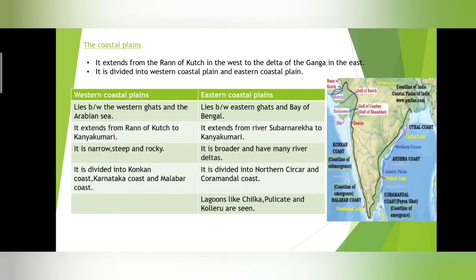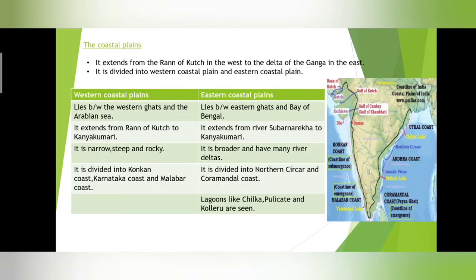First, let us discuss the Western coastal plain. So where is the Western coastal plain? It lies between the Western Ghats and the Arabian Sea. In between these two regions, you can see the thin green border, that is the Western coastal plain. And it extends from the Rann of Kutch to Kanyakumari in the south.